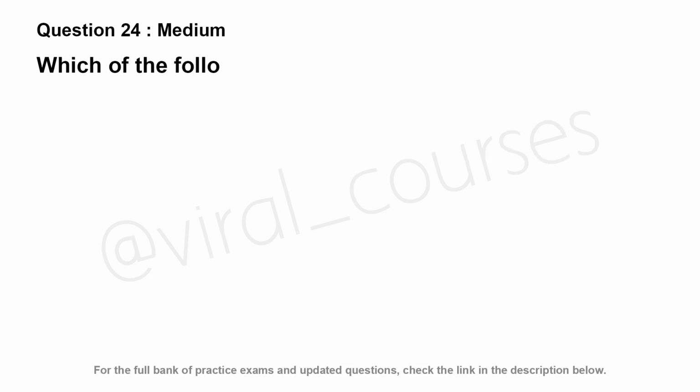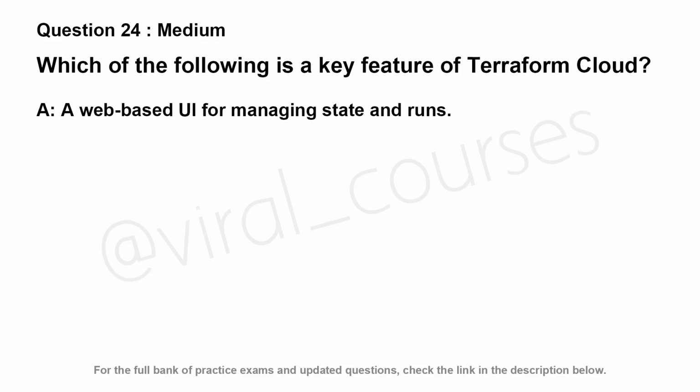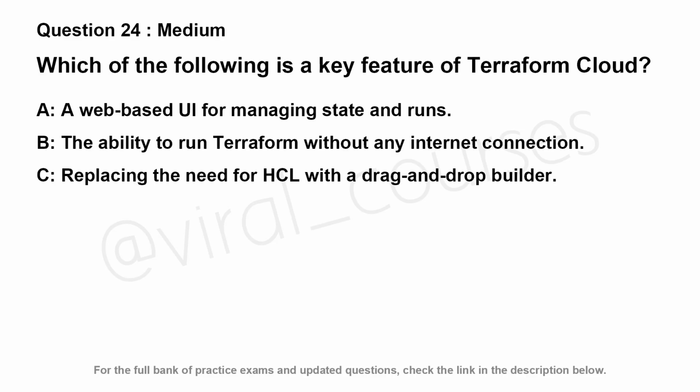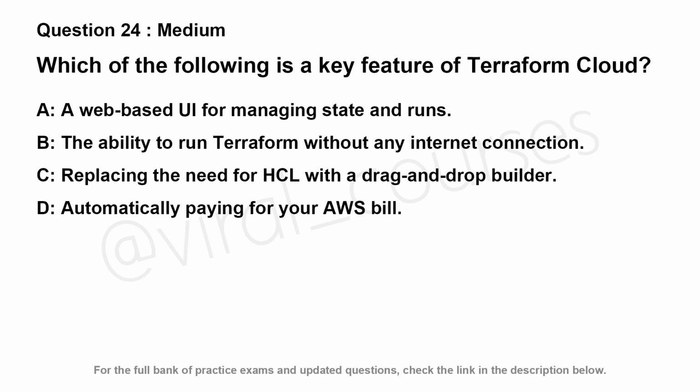Which of the following is a key feature of Terraform Cloud? Option A. A web-based UI for managing state and runs. Option B. The ability to run Terraform without any internet connection. Option C. Replacing the need for HCL with a drag-and-drop builder. Option D. Automatically paying for your AWS bill.